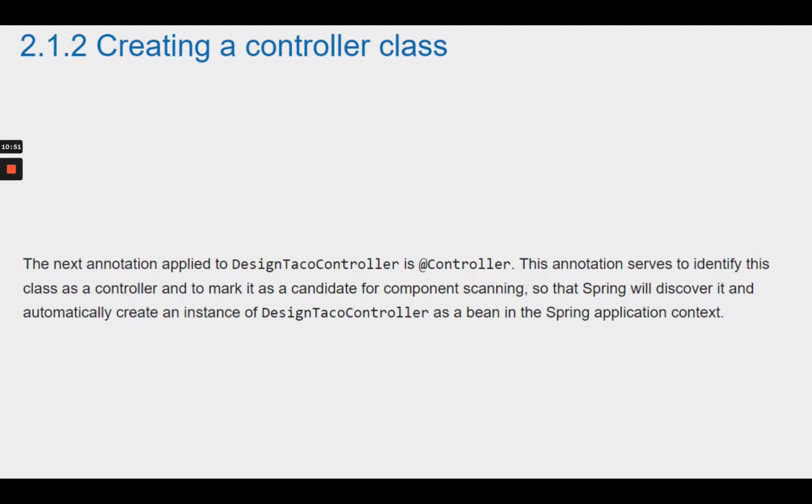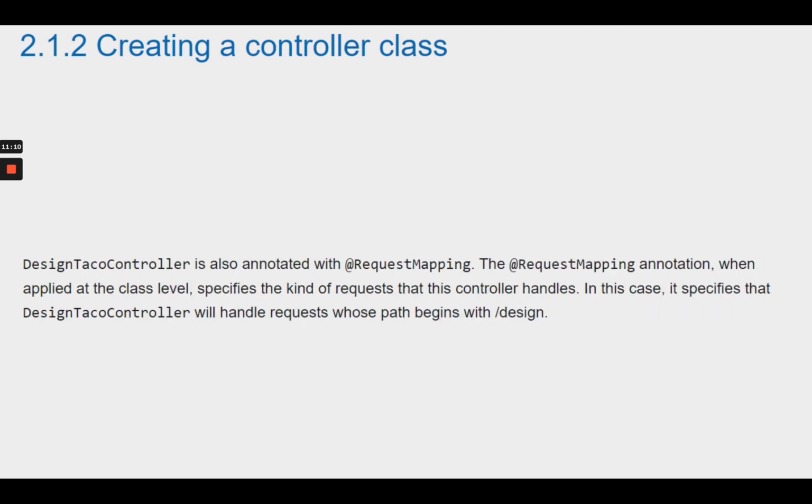You'll make use of this logger a little later. The next annotation applied to DesignTacoController is @Controller. This annotation serves to identify this class as a controller and to mark it as a candidate for component scanning, so that Spring will discover it and automatically create an instance of DesignTacoController as a bean in the Spring application context. DesignTacoController is also annotated with @RequestMapping. The @RequestMapping annotation, when applied at the class level, specifies the kind of requests that this controller handles. In this case, it specifies that DesignTacoController will handle requests whose path begins with /design.